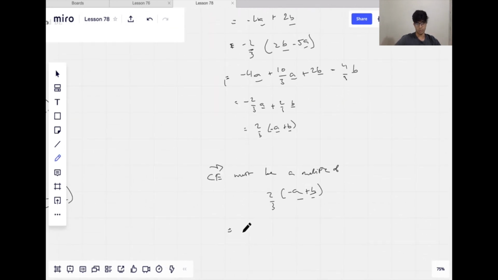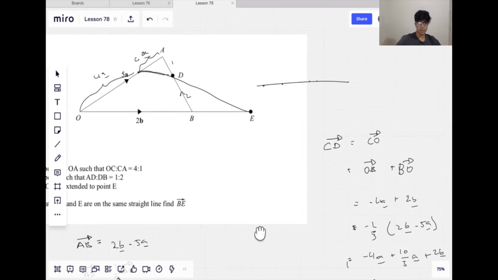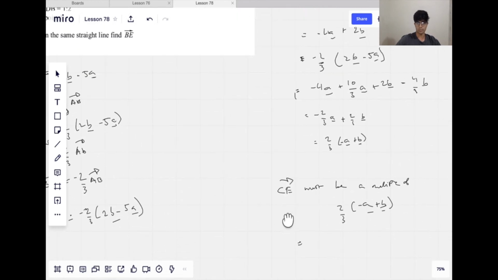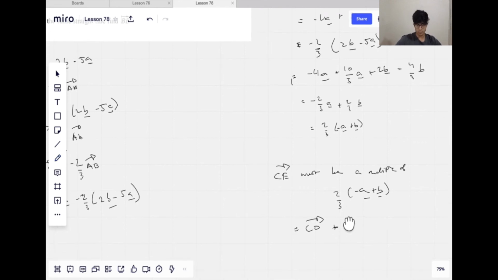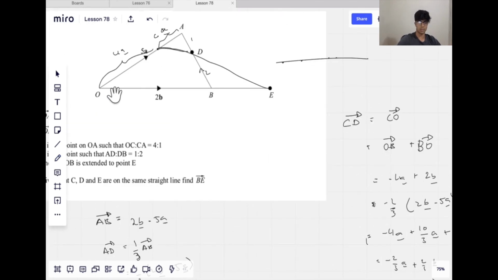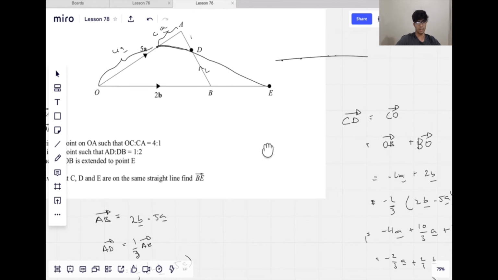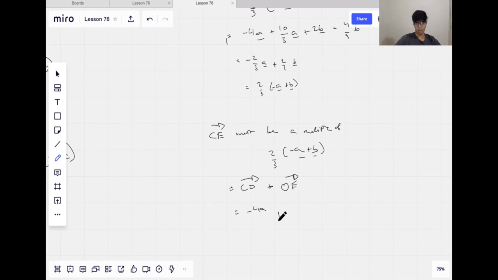Which is equal to C to O plus, what was that, O to E. And we know O to E is just a multiple of b, and we know C to O is minus 4a, if we see it from here. C to O is minus 4a, and there's not going to be any more a's involved because we're just going O to E, which is just going to be some multiple of b. So we can say plus, say, xb.